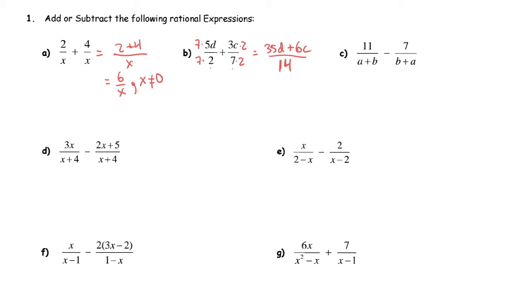For question C, I've got 11 over a plus b and then 7 over b plus a. Now, those maybe at first look a little bit different, but remember, order does not matter for addition. And so I can actually rewrite that, subtracting 7 over a plus b. And so the denominators actually are the same. I'll move the numerators together and do that operation. So 11 minus 7 is going to be 4 over a plus b.